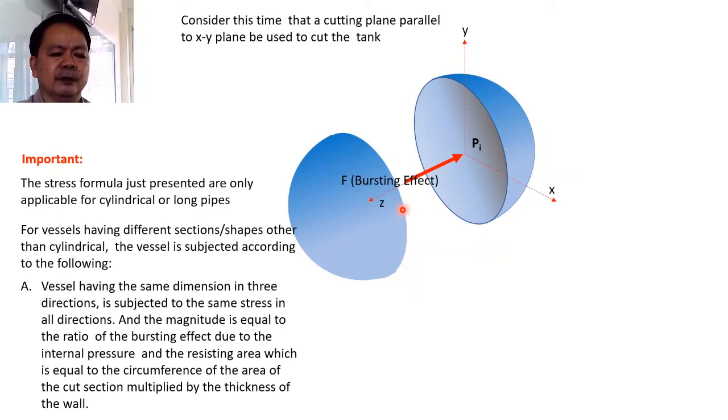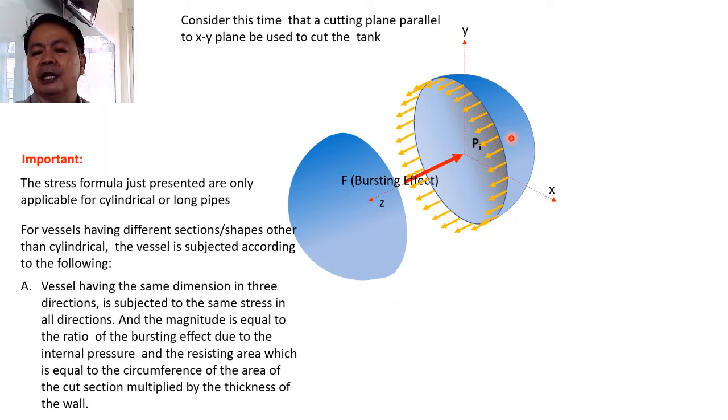And due to this bursting effect, there will be now a tensile load that will be developed along this section, which will resist the bursting effect and will cause stress along that section. And because the dimension of this vessel is the same in the XY plane or in the XZ plane, therefore the stress developed will be the same because the magnitude of the bursting effect will be the same.